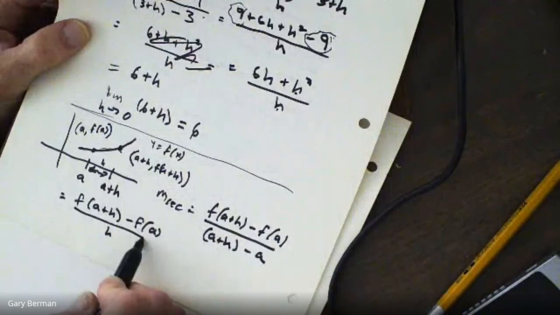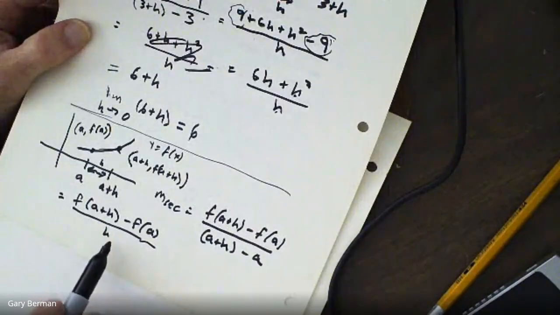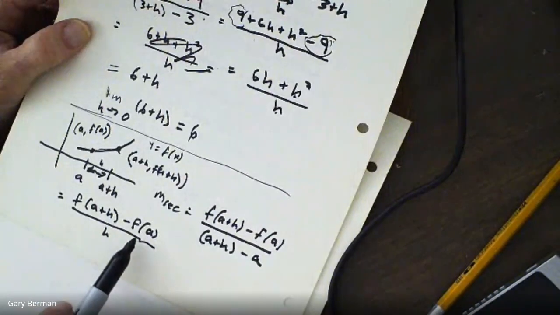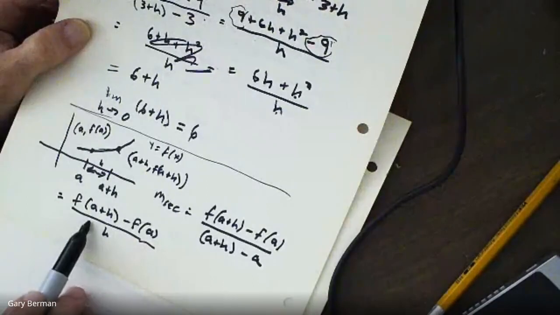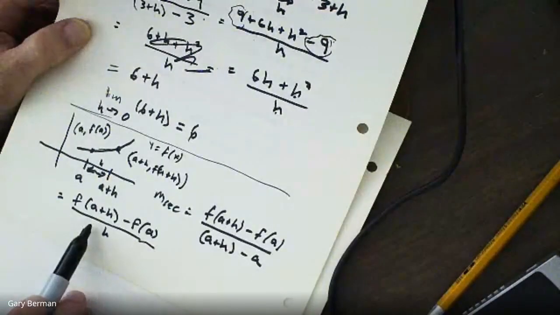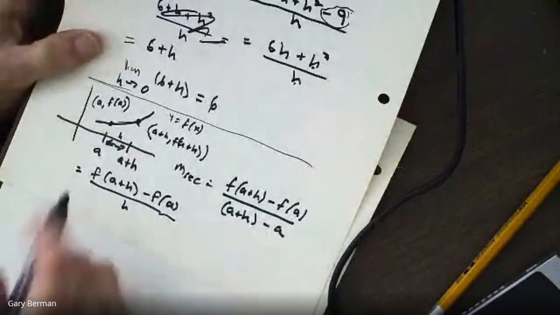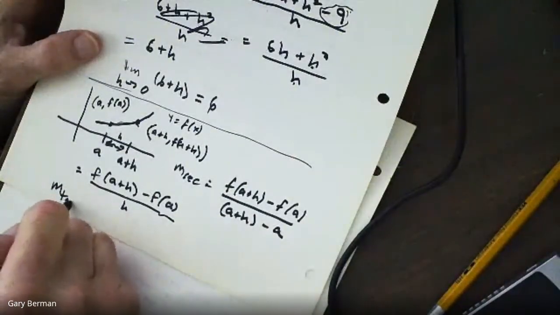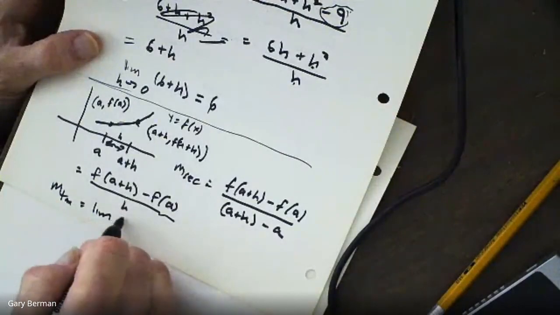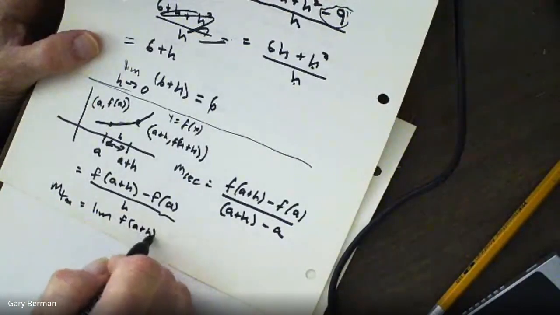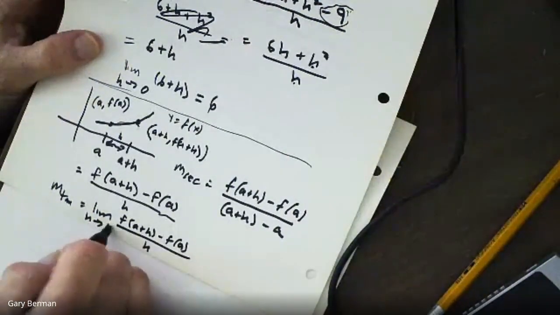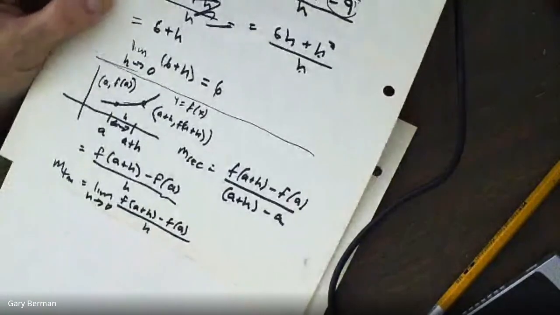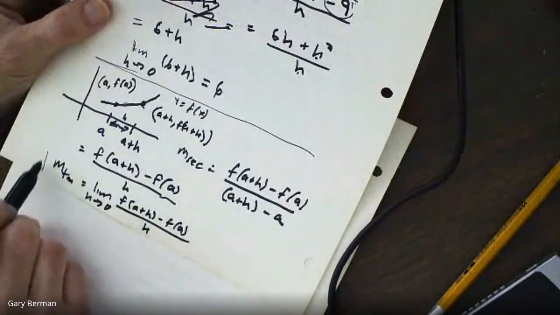So this is a general formula for any function. If I want to know the slope of the tangent at the point x equal a, we set this up. These are the secants. And now we need to take the limit of this fraction as h goes to 0. So the slope of the tangent line is the limit of this very fraction as h goes to 0. So now we have a very general result.